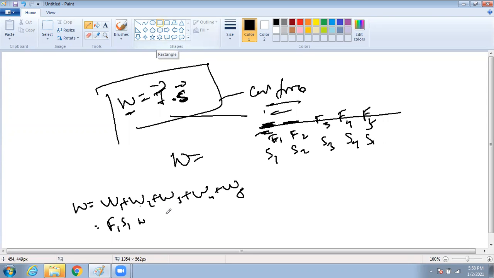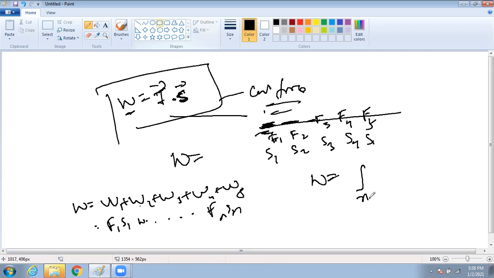W1, W2, W3, W4. So W1 will be F1 dot S1. W2 will be F2 dot S2. Like that you will have Fn dot Sn. Here it is fixed so that we can add it. But let's say it is varying at each moment. Then we'll use integration.